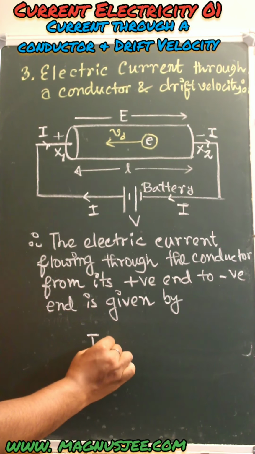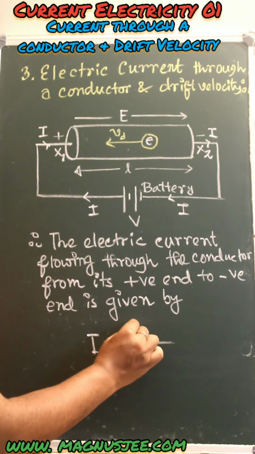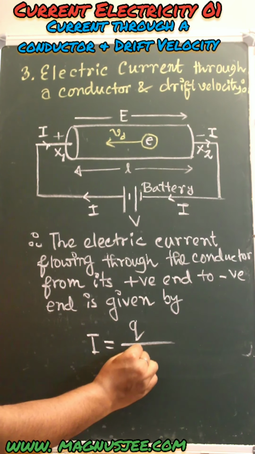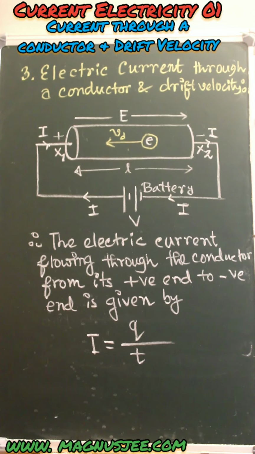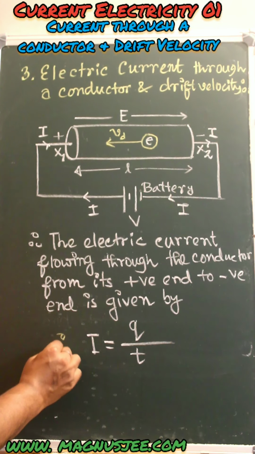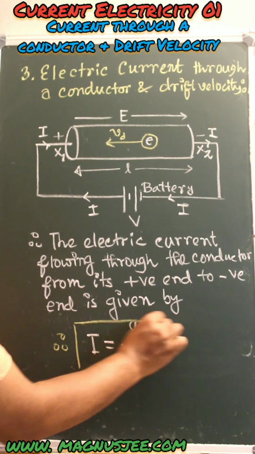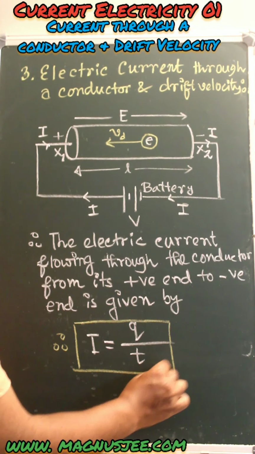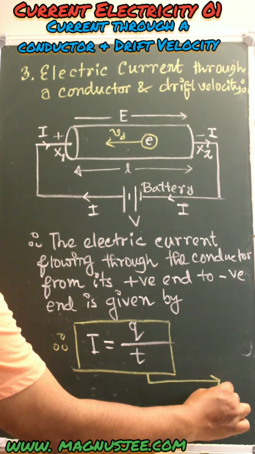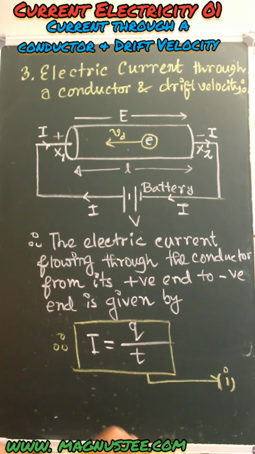I equals Q by T. Charge flowing through the conductor in time T, that is Q by T. Total charge flowing through the conductor per unit time is called electric current. I is equal to Q by T. This is equation 1.